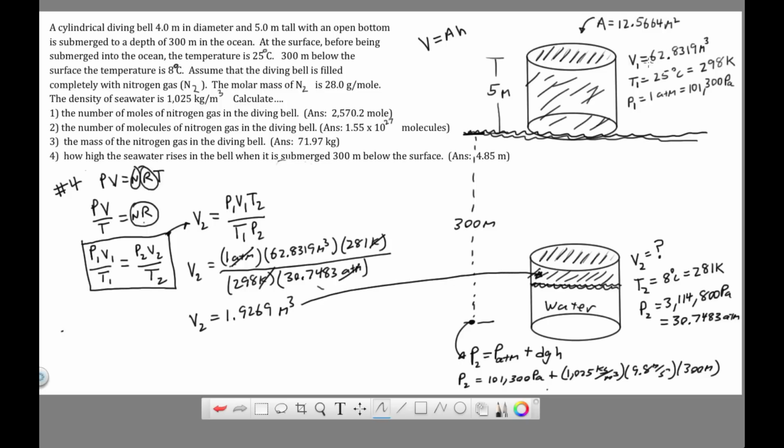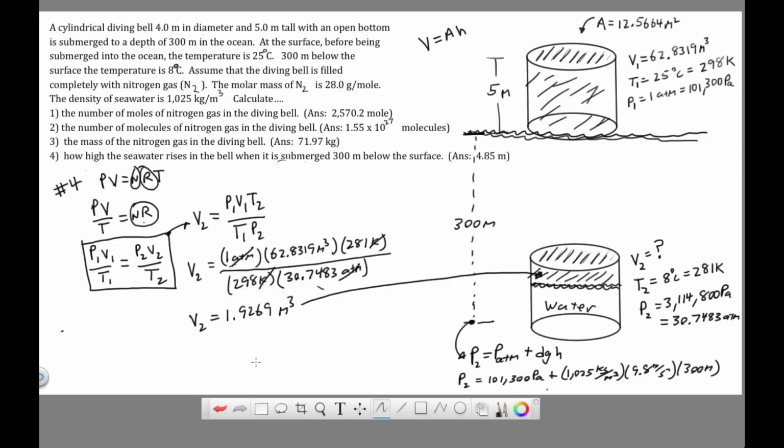So it used to be a volume of 62.8 cubic meters, but the water has compressed the gas inside the cylinder, so now the volume is much smaller. And the reason for that is the pressure 300 meters underneath the surface of the ocean is pretty significant. So the gas has been compressed by the pressure of the water.